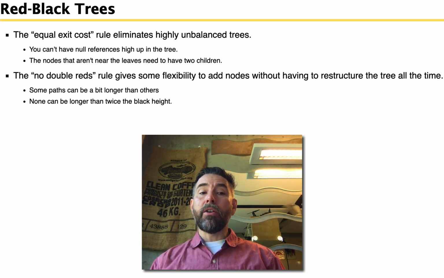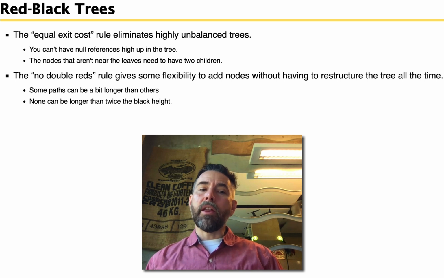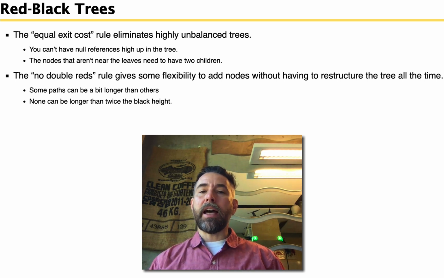And also the nodes near the leaves; the nodes that aren't near the leaves are guaranteed to have 2 children. So it's going to make sure that we have filled out trees towards the top. Now the double reds rule gives us some flexibility to add nodes without having to constantly rebuild the tree, but it ensures that paths can't get too much longer than each other. Some paths can be longer than others, but they can't get too much longer than any one other.